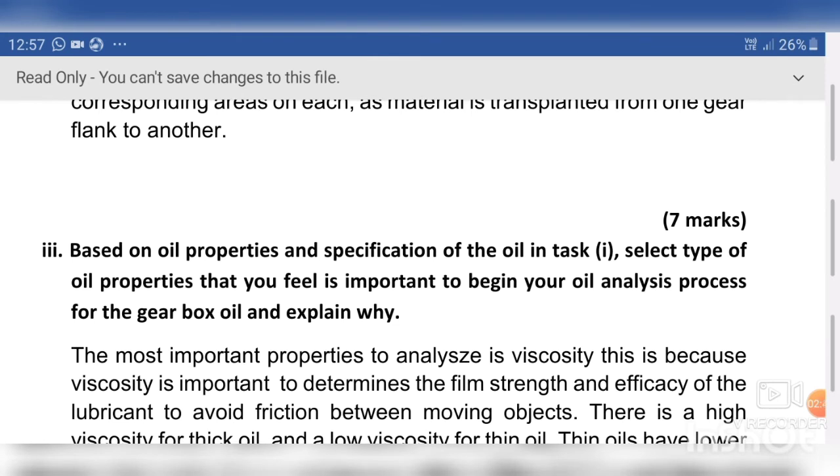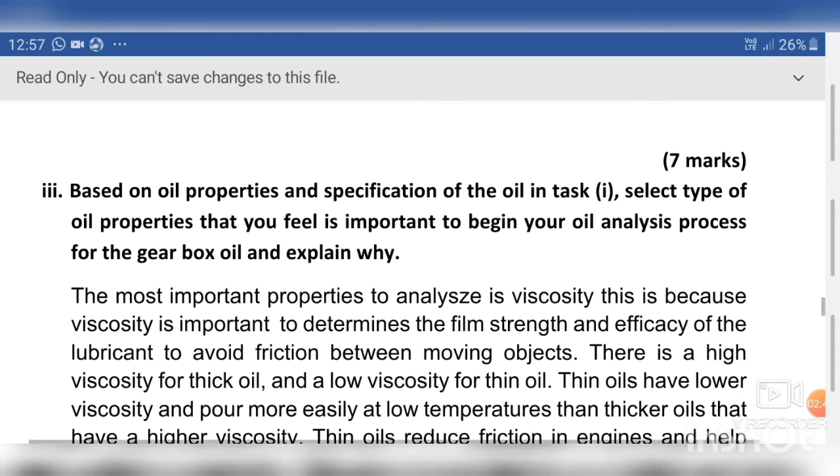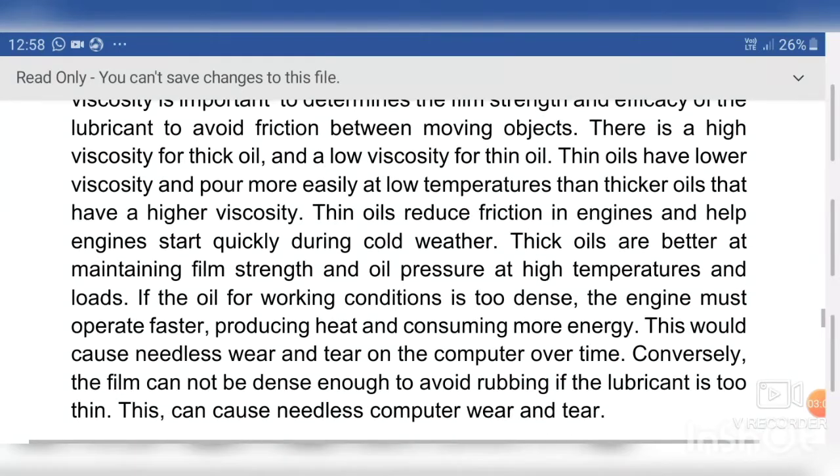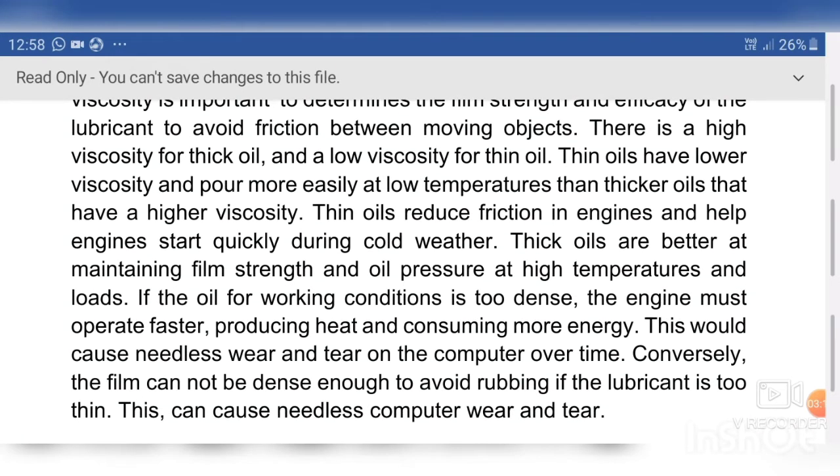Okay, next we go to the third question, which is based on oil properties and specification of the oil in task 1. Select the oil properties that you feel are important. The most important property to analyze is the viscosity. This is because viscosity is important to determine the film strength and efficiency of the lubricant to avoid friction between moving objects. There is a high viscosity for thick oil and a low viscosity for thin oil.